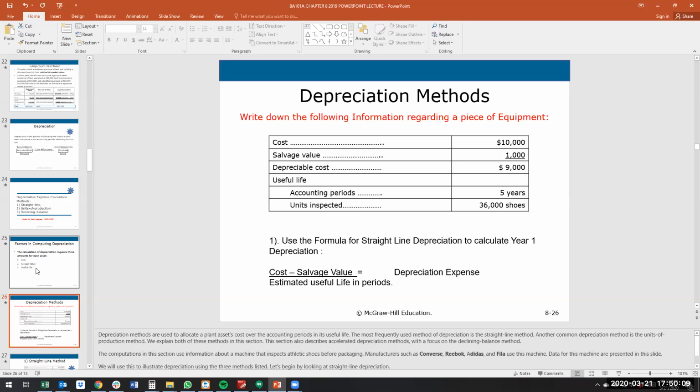Always write down these variables when you're doing a depreciation question. Make sure you know your cost, your salvage value, your depreciable cost, also your residual cost. The 100,000 minus the 10,000 is the 90,000, which is the depreciable cost. Cost minus salvage value is depreciable cost. In useful life, we have the accounting periods, 5 years. And then we might have units here. So cost minus salvage value over estimated useful life is depreciation expense for the straight line method. You'll have to memorize the formulas for each method.